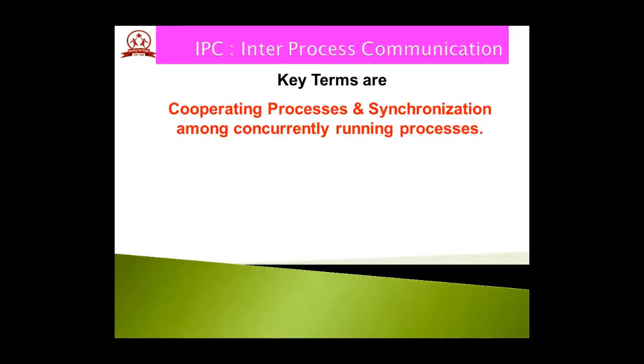Now, we will see some key terms with respect to inter-process communication. While learning this concept, we need to understand the two types of processes which the operating system has to handle. The key terms in inter-process communication are cooperating processes and synchronization among concurrently running processes. In these 2-3 slides, we will understand exactly what cooperating processes, concurrent processes and independent processes are.